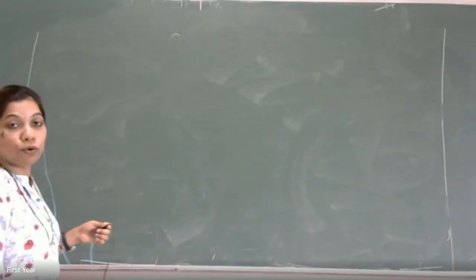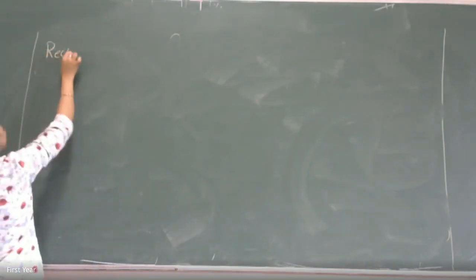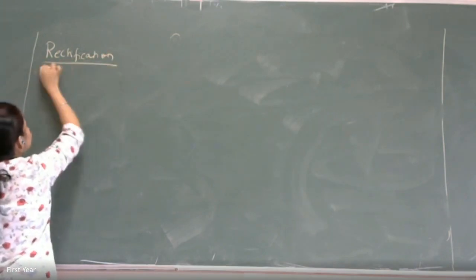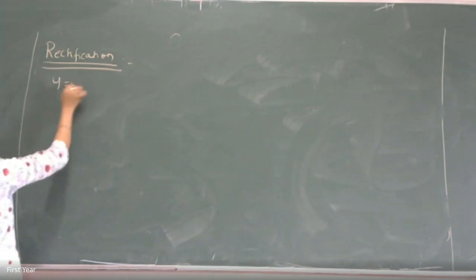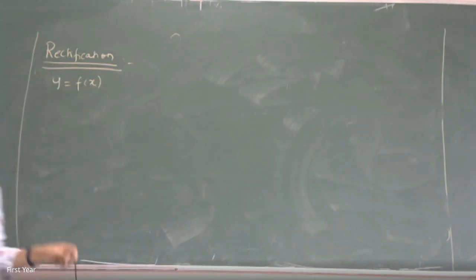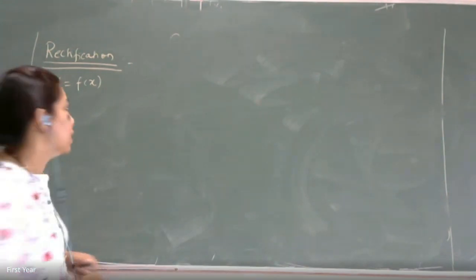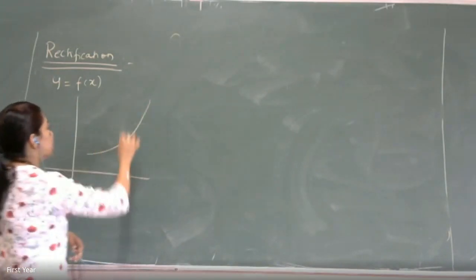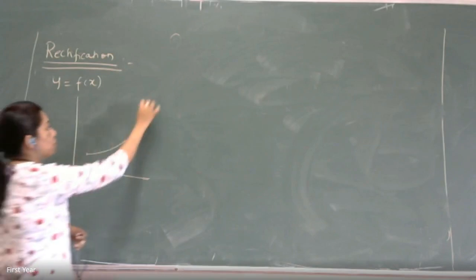So let's go to rectification of Cartesian curve. Rectification, if y is equal to f of x is your curve. Okay, so what do we mean by rectification? First is finding the length of the given arc. So y is equal to f of x is some curve. Okay, I want to find the arc length of this curve.